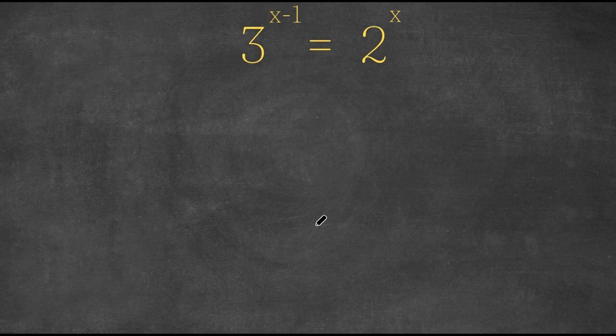In today's video, I'm going to be teaching you guys how to solve this exponential equation. So we have 3 to the power of x minus 1 is equal to 2 to the power of x.